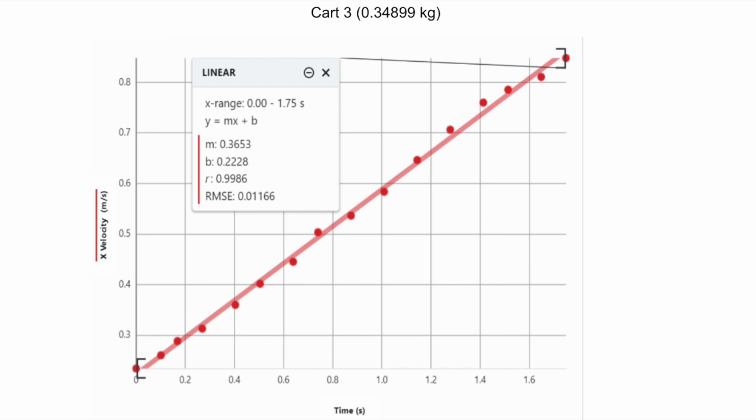Our third graph shows cart 3 having both of the 0.05 kilogram weights added to it, giving us a total cart mass of 0.34899 kilograms, with a slope and acceleration of 0.3653 meters per second squared.